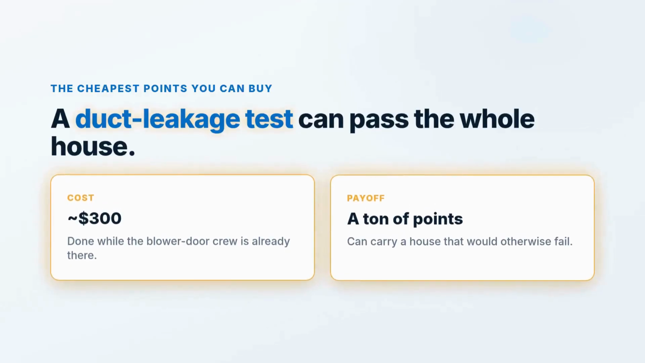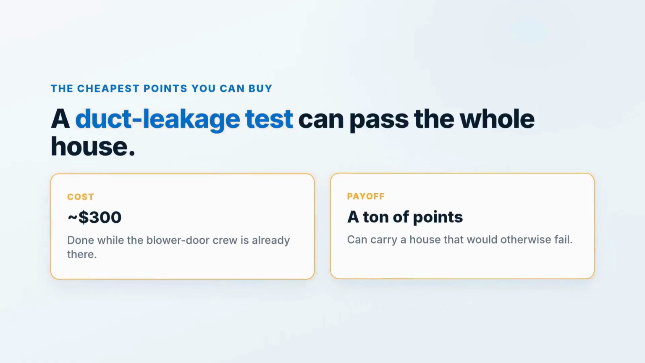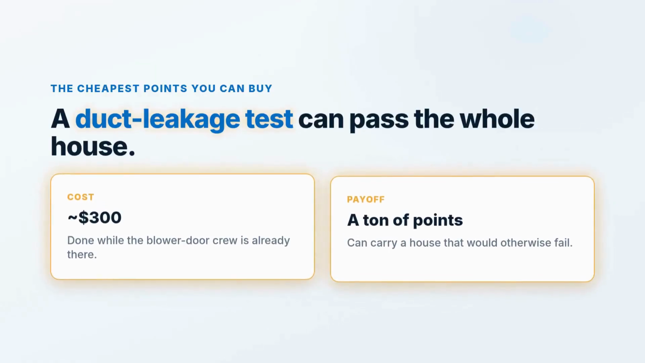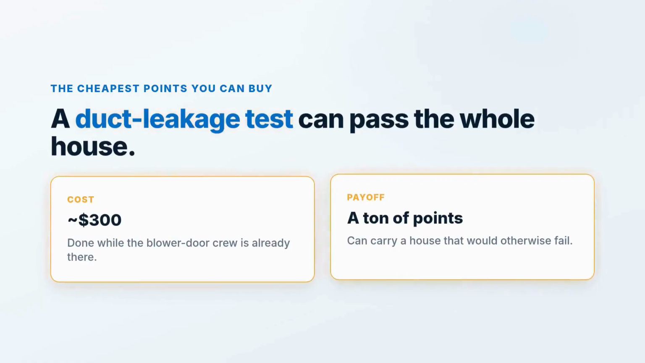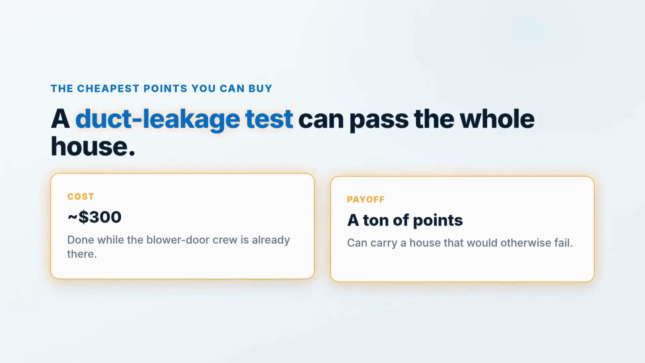And doing a duct leakage test, having the company test it while they're out there doing your blower door test, is not that much. A few $100, $300 maybe, depending on how big your house is, how many grills, and so on and so forth. If you get it to where you need it to be, you get a ton of points for that.